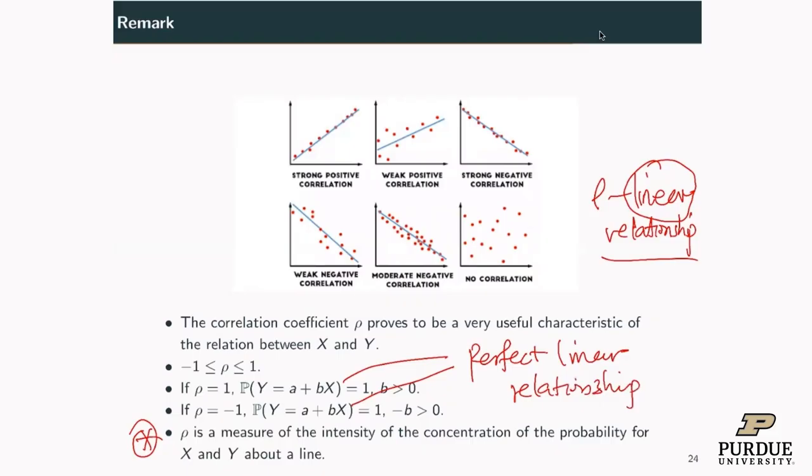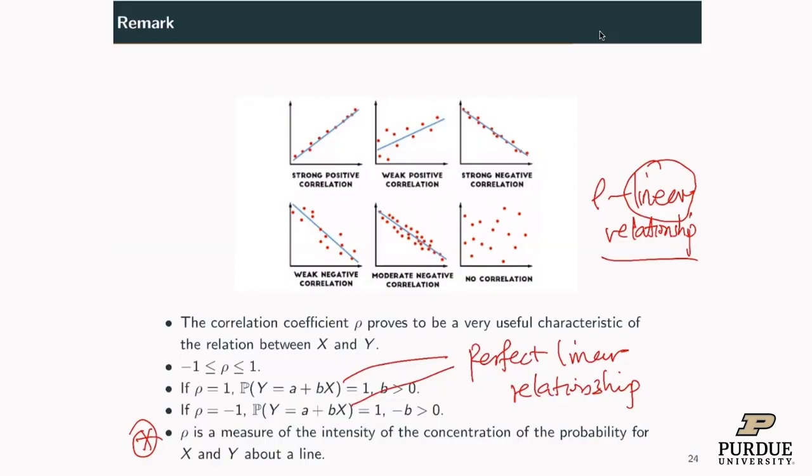Because y is exactly a linear function of x, they have a perfect linear relationship. The only difference is the coefficient: in one case b is positive, in the other b is negative. Now, if you look at this picture, this is a scatter plot for some data from x and y.